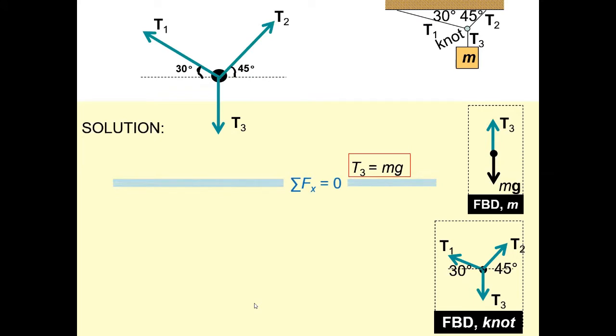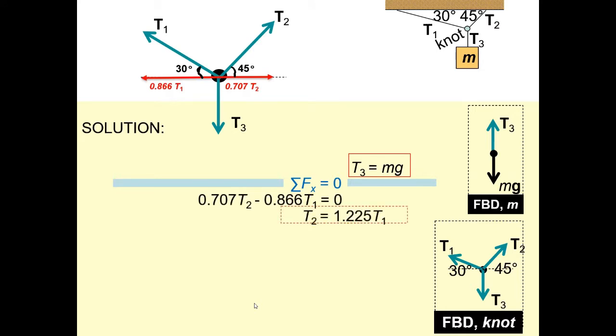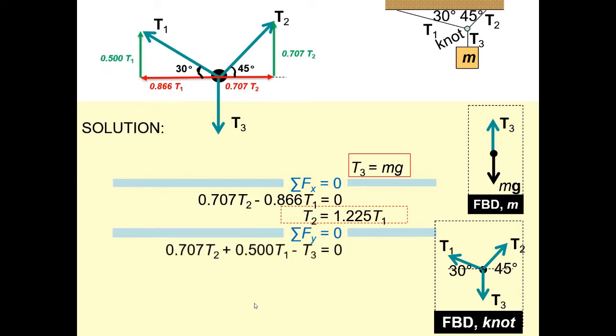As the object is in translational equilibrium, the resultant force in the x component equals 0. 0.707 T2 minus 0.866 T1 equals 0. And T2 equals 1.225 T1. Similarly, as the object is in translational equilibrium, the resultant force in the y component equals 0. 0.707 T2 plus 0.5 T1 minus T3 equals 0.